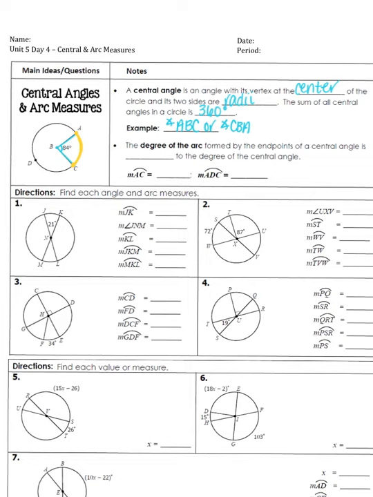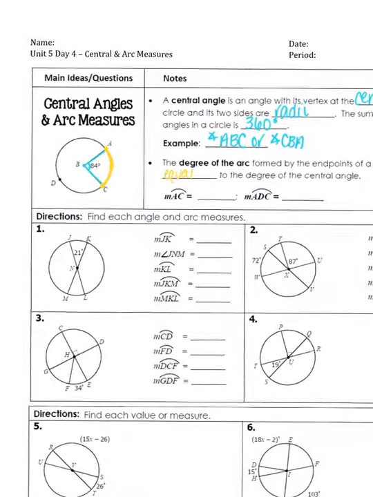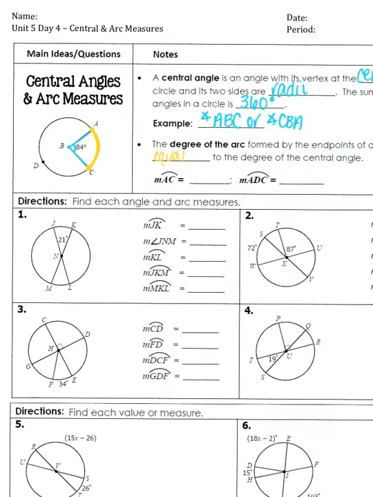Okay, so the degree of the arc formed by the endpoints of a central angle is actually equal to the degree of the central angle itself. So the measure of arc AC is 84 degrees because that is the same amount as the central angle ABC.